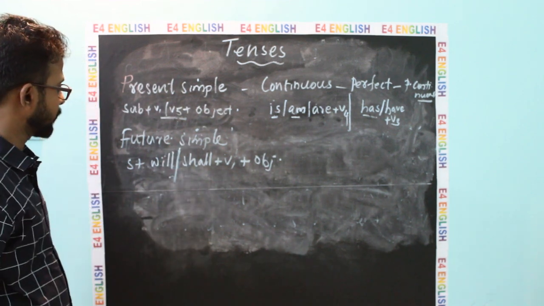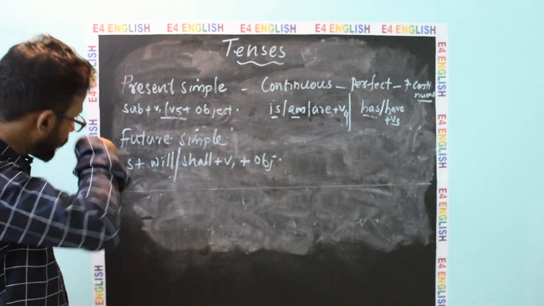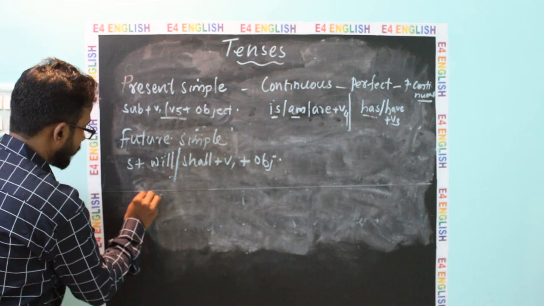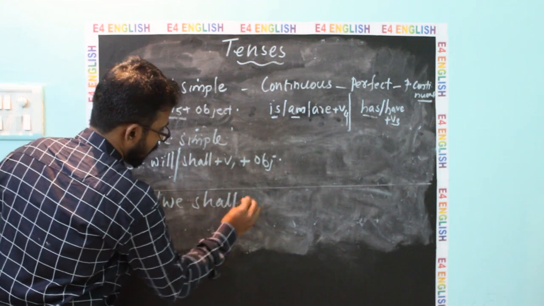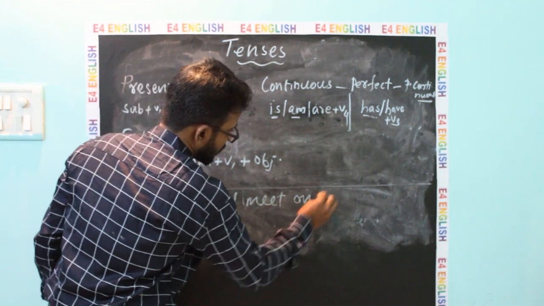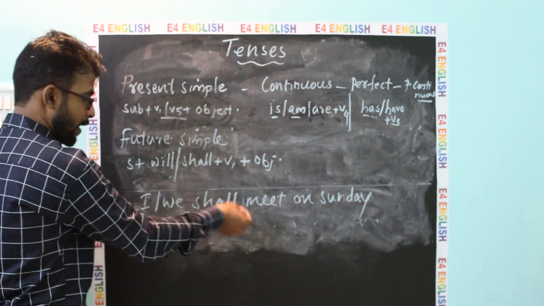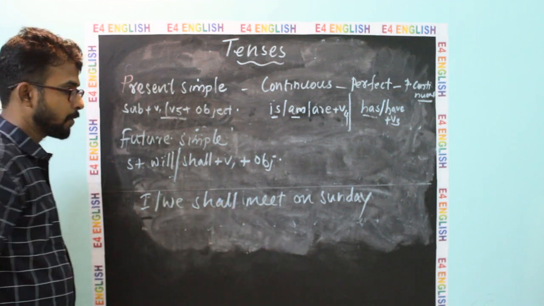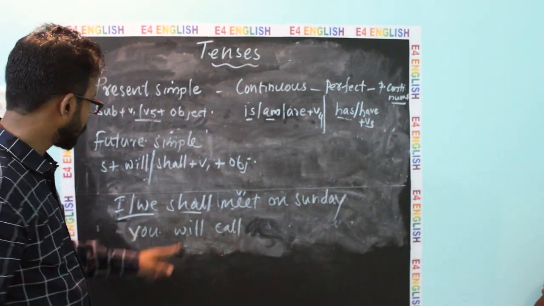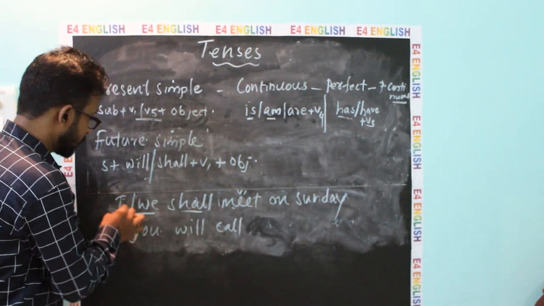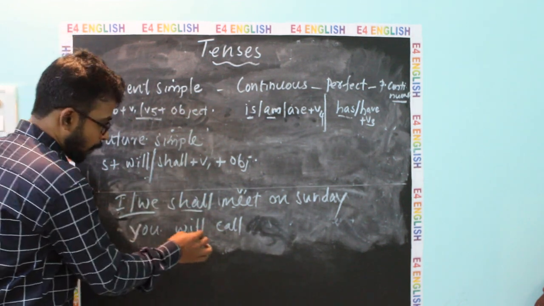With the first person, singular and plural, that means I and we, we will use shall. I shall meet on Sunday, or we shall meet on Sunday. When the subject is I or we, we use shall. With all the remaining subjects, let it be singular or plural, we will use will.